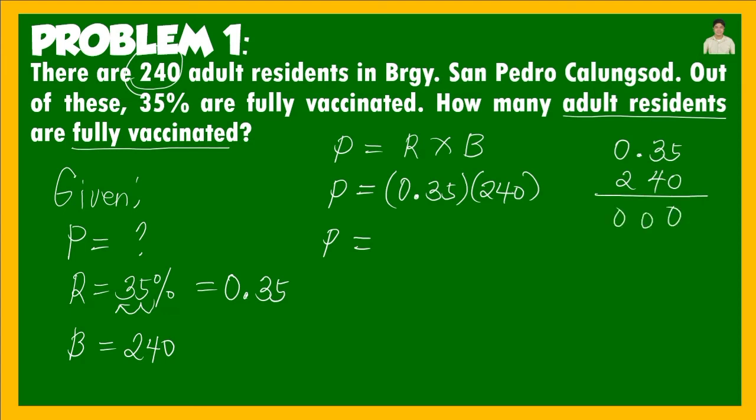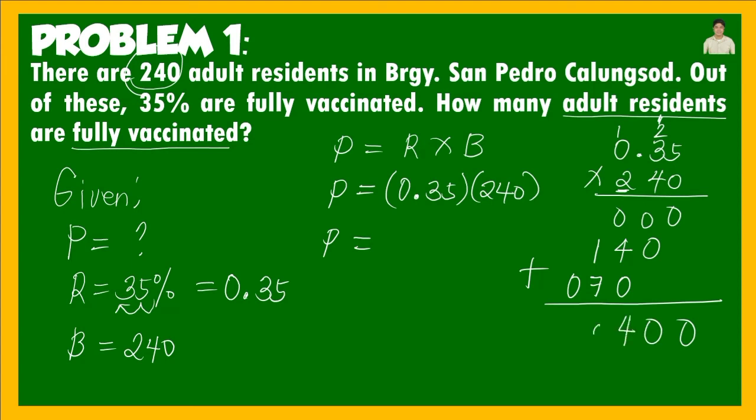Ayan, so multiply. 4 times 5, 20. So we'll write 0. Then carry 2. 3 times 4, 12 plus 2, 4. Then carry 1. 0 times 4, 0 plus 1, 1. Next, 2. 2 times 5, that is 10, so 0. Then carry 1. 2 times 3, that is 6, plus 1, yung kinary natin, 7. And then 2 times 0, that is 0. And then we'll now add. 0, bring down, 0 plus 0, 0. Then ito 4, 1 plus 7, 8.